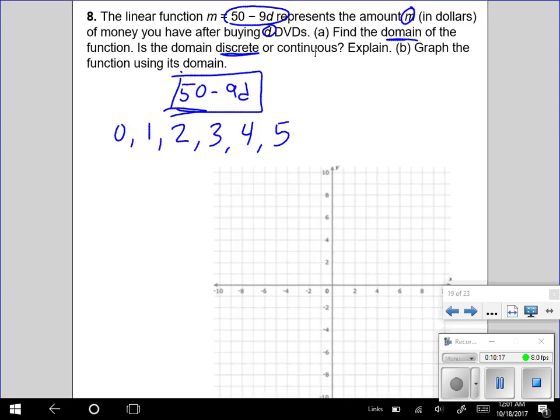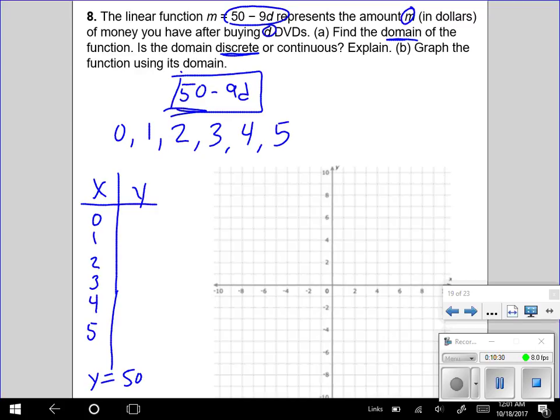So we could graph this. Again, you're going to plug it in. So what I want you to do on your own this time is plug this in, and then maybe on some graph paper, go ahead and graph. Plug it into the function y equals 50 minus 9d. Plug in all our x values that we've determined will work, and then graph it. And then I'll take a peek at it when you're done with that.